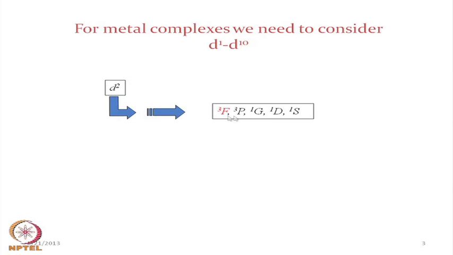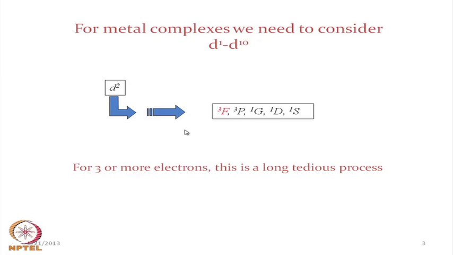So, we have two triplet states, one is 3F and another is 3P, and then 1G, 1D and 1S levels, which is also true for the d8 electronic configuration. So, for three or more electrons, there is a long, tedious process for determining these particular term symbols for the different electronic configurations. So, if we know the corresponding terms in various electronic configurations, we see that we have the different terms.